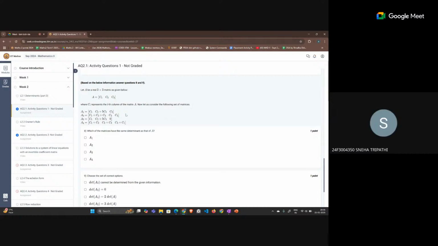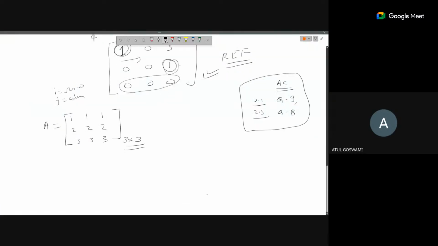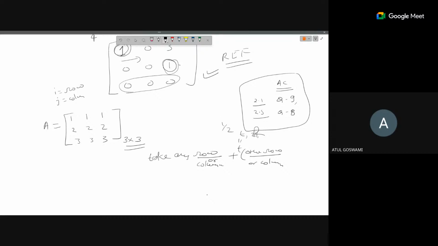Sir, can you please explain that rule again? Okay. The rule is: if we take any row or column and add that to any other row or column, or after multiplying by some scalar, it can be 1, 2, 3, any real number, even 1 by 2, any scalar, we can add that, then the determinant remains unchanged.